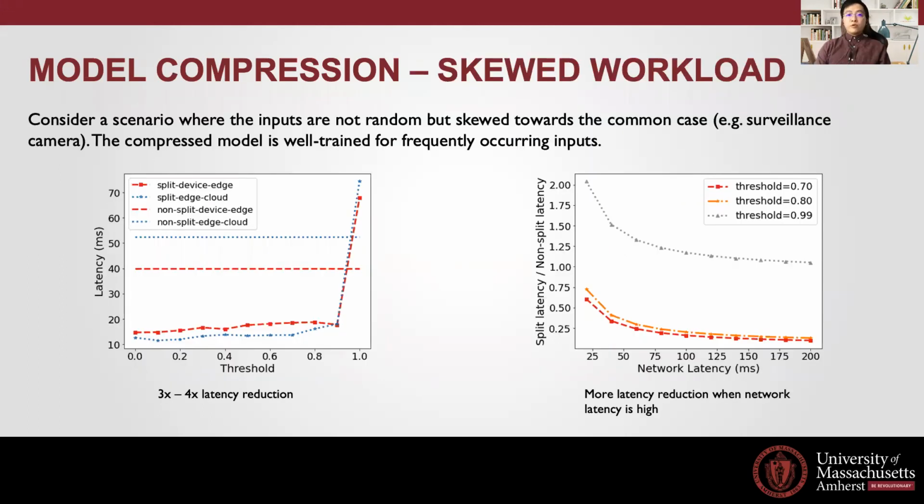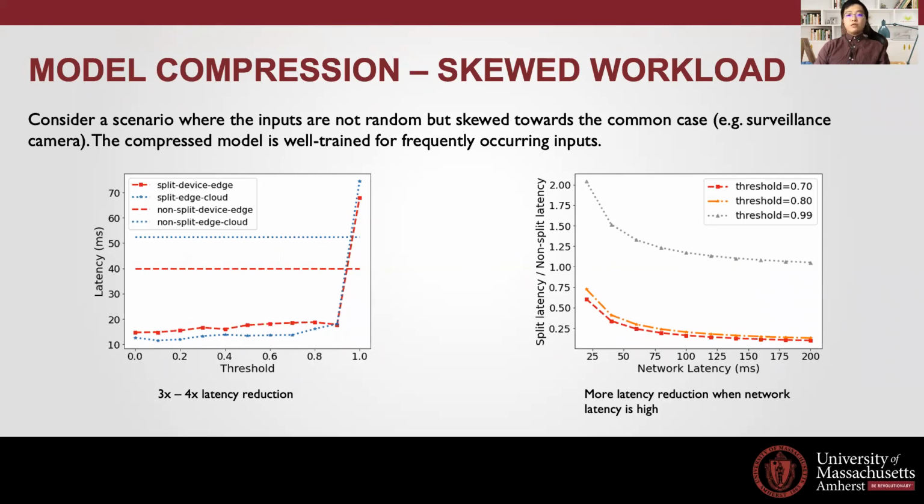In the previous experiment, we used the ImageNet validation set as input data, which includes a wide range of images. We also consider a scenario where the inputs are not random but skewed towards the common case. One example for this workload might be an indoor surveillance camera, where most of the frames are similar. The compressed model is well trained for frequently occurring inputs.